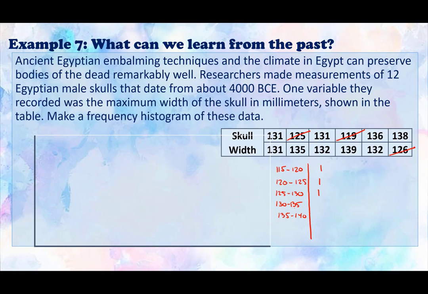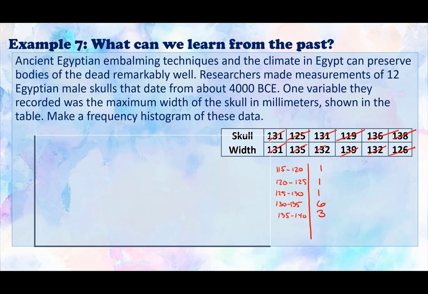Then 130 to 135, including 135. So we have 1, 2, 3, 4, 5, 6. So we have 6 here, and then we have 135 to 140. We have 1, 2, 3. Okay, so now we know how many bins we have. We have 5 bins, 1, 2, 3, 4, 5. We made a table that showed all the frequencies or relative frequencies. We chose frequencies for this one.